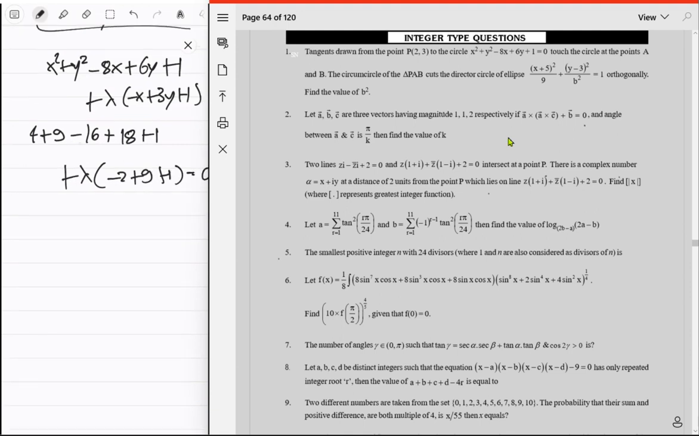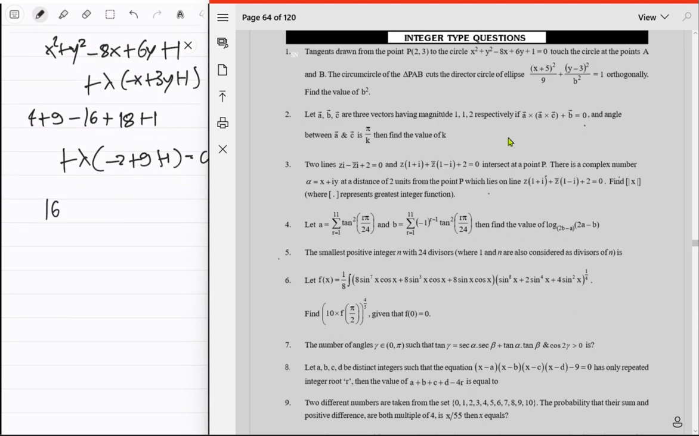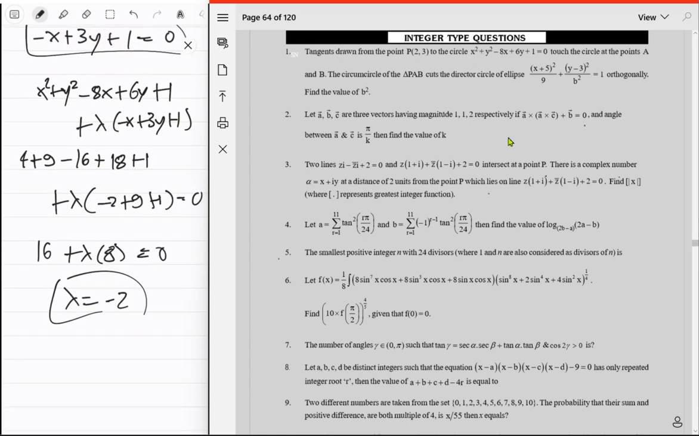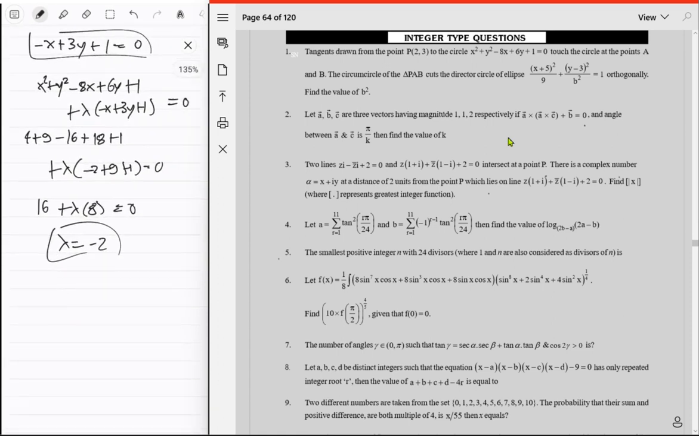So 4 plus 9 is like 10, 10 minus 16 plus 18 is 16. Yes, 16 plus lambda times negative 8 equal to 0. So lambda equal to negative 2. Awesome. So now we know कि ये क्या होना चाहिए, right? So lambda equal to negative 2. Just put that in there. So what do you get?